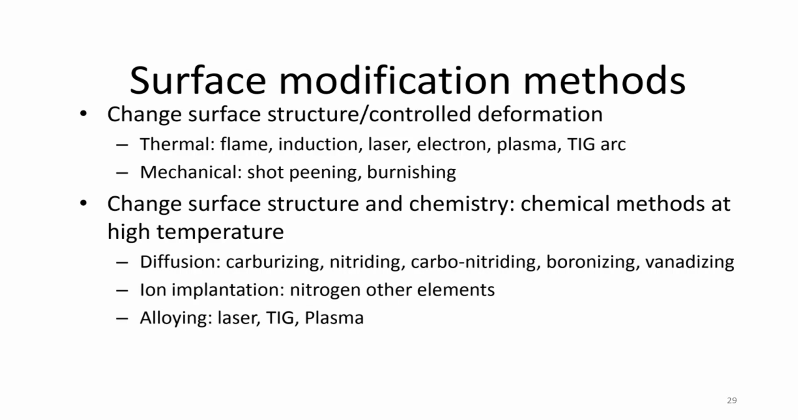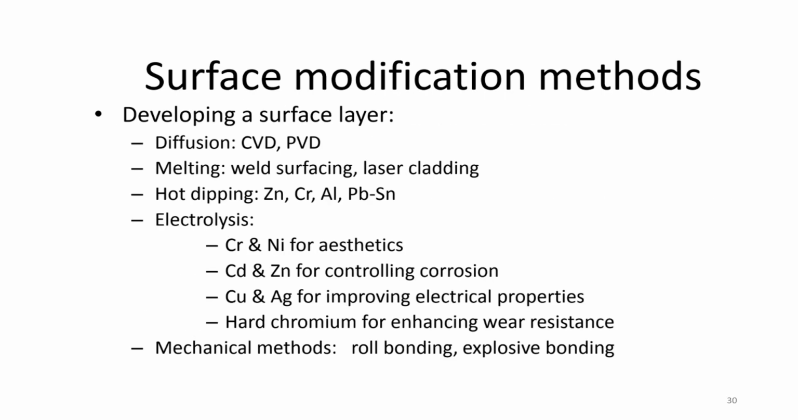In case of alloying, we have laser, TIG and plasma. Surface modification methods are also used for developing a surface layer. And in this case we have options such as diffusion, CVD and PVD.